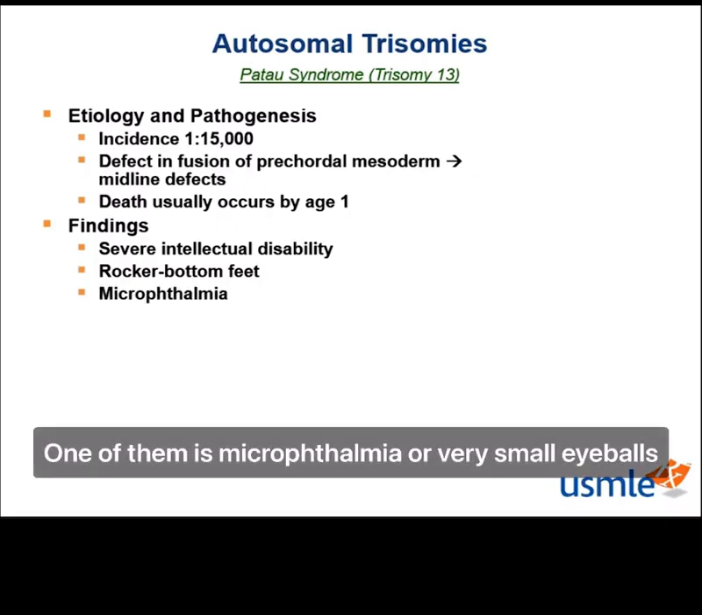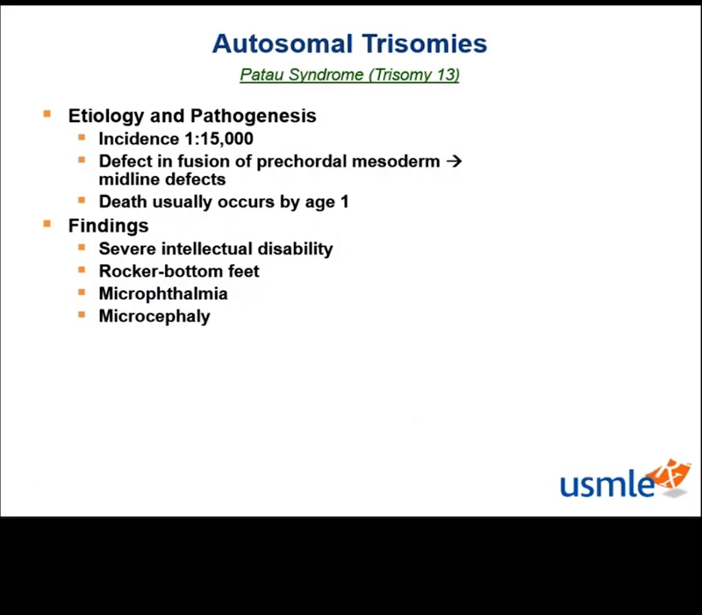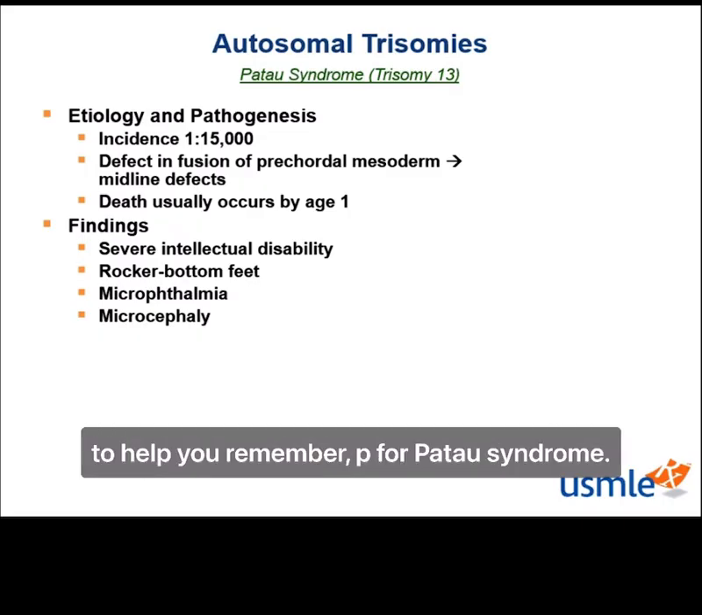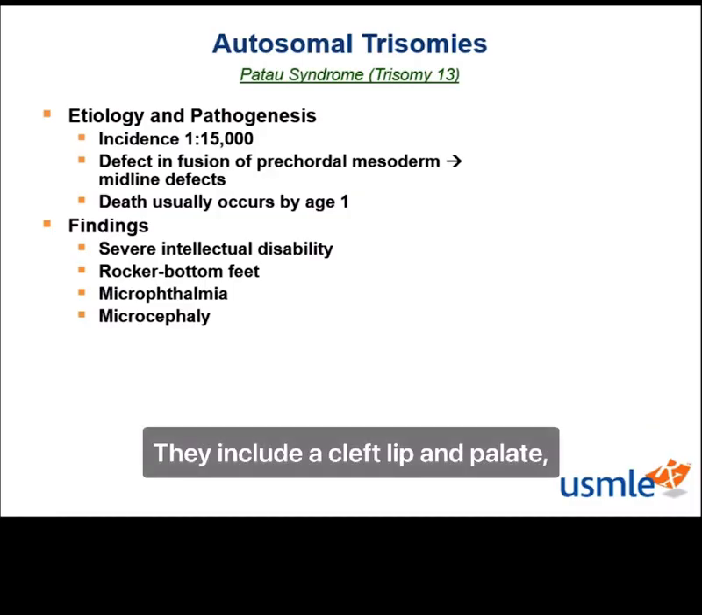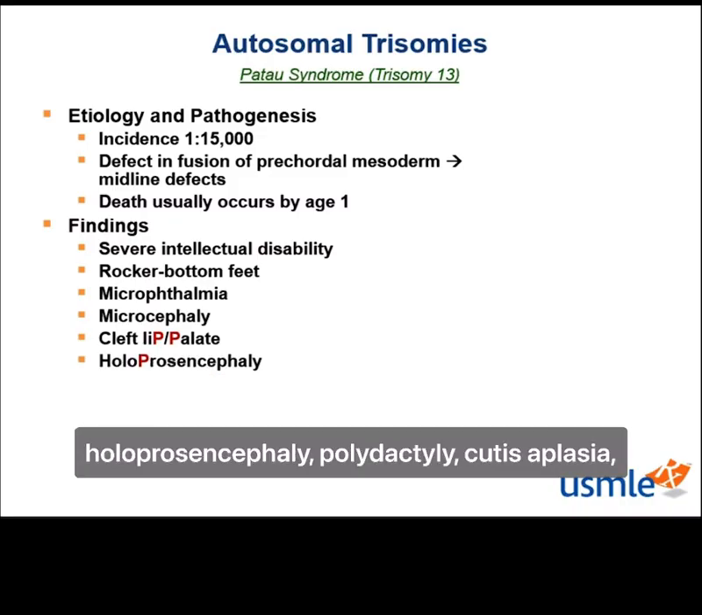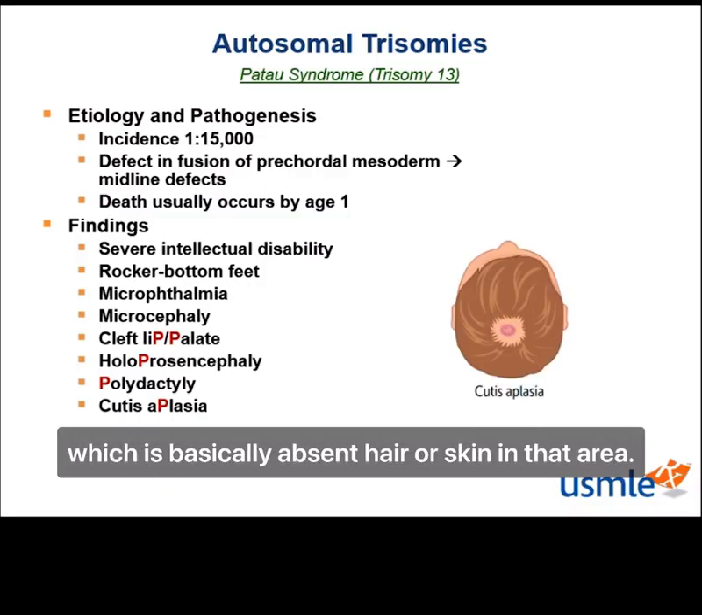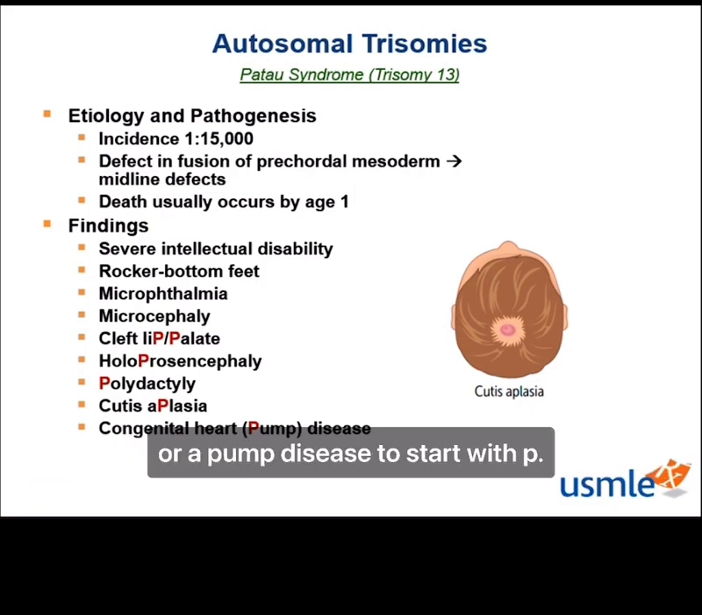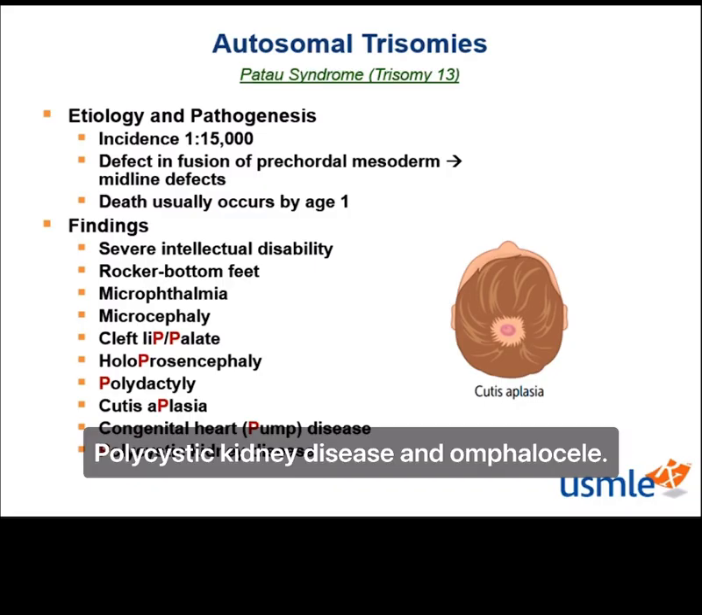One of them is microophthalmia, or very small eyeballs, and microcephaly. The other findings have P in them to help you remember P for Patau syndrome. They include a cleft lip and palate, holoprosencephaly, polydactyly, cutis aplasia, which can be seen in this image, which is basically absent hair or skin in that area. And other findings can include congenital heart disease or a pump disease, to start with P, polycystic kidney disease, and omphalocele.